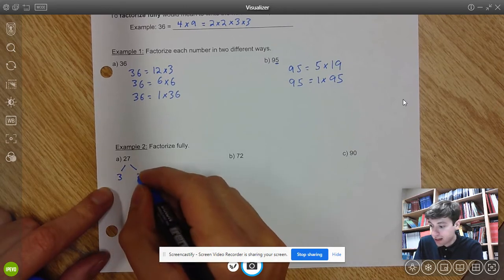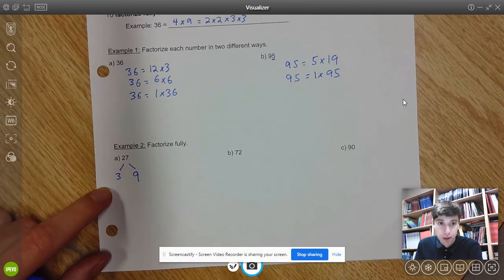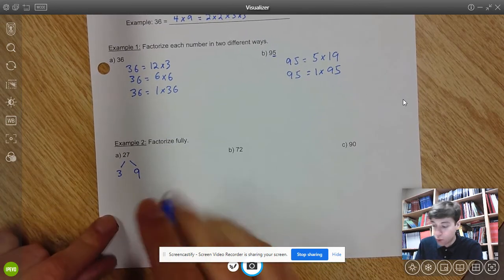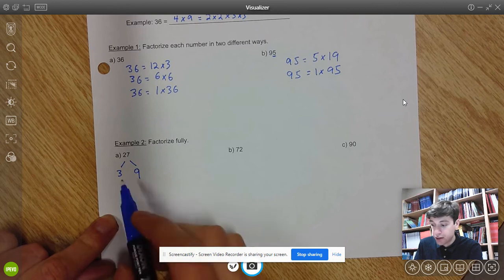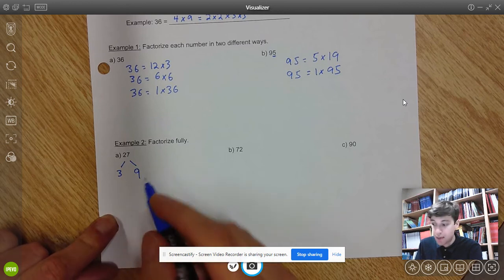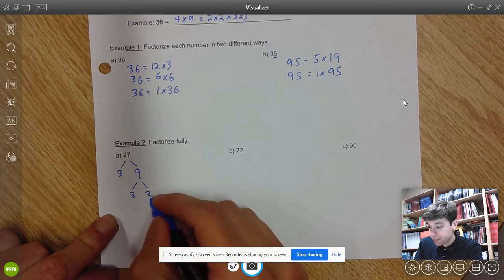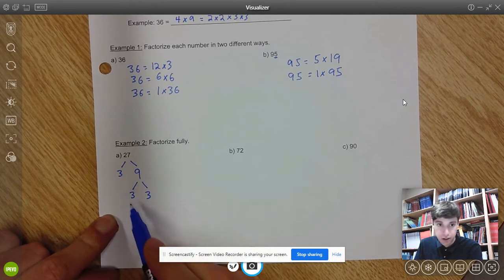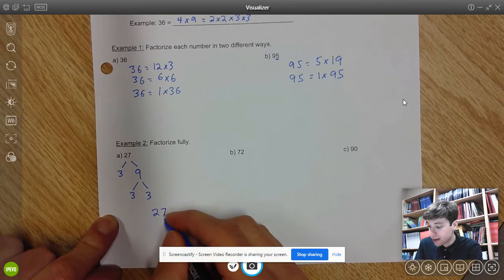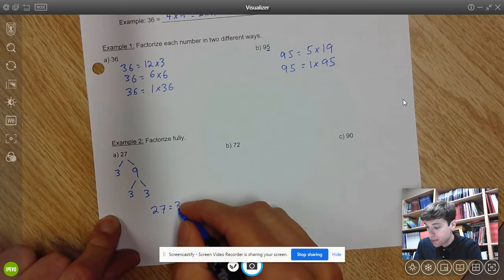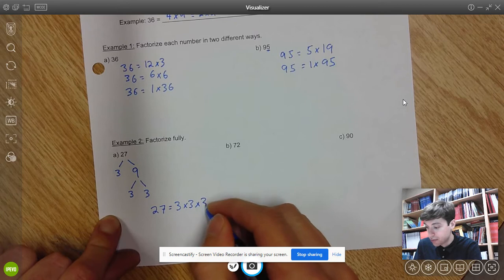Let's say 3 and 9. I'm going to keep going until I only have prime numbers at the end of my branches. So 3 is already prime. I can stop. 9 is not prime. And now each branch ends with a prime number. So we can factorize 27 fully by saying it's 3 times 3 times 3.